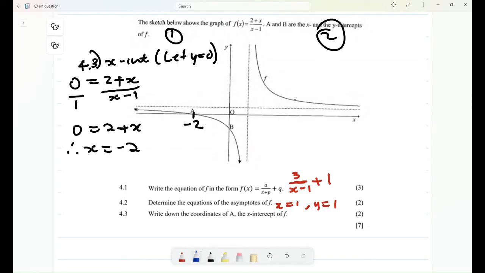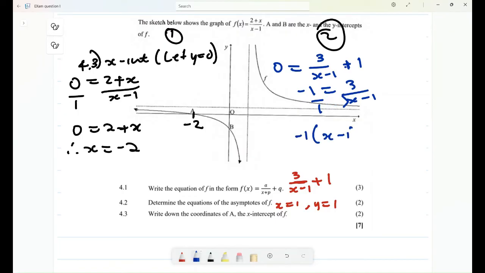Let's use another step to see. Let's use this one that we found to see if our answer is the same. It's going to be 0 equal to 3 over x minus 1 plus 1. I take this 1 to the other side, it is negative 1 equal to 3 over x minus 1. I multiply by negative 1 on this side, negative 1 by x minus 1. Negative 1 into x minus 1. 1 multiplied by 3 is 3.